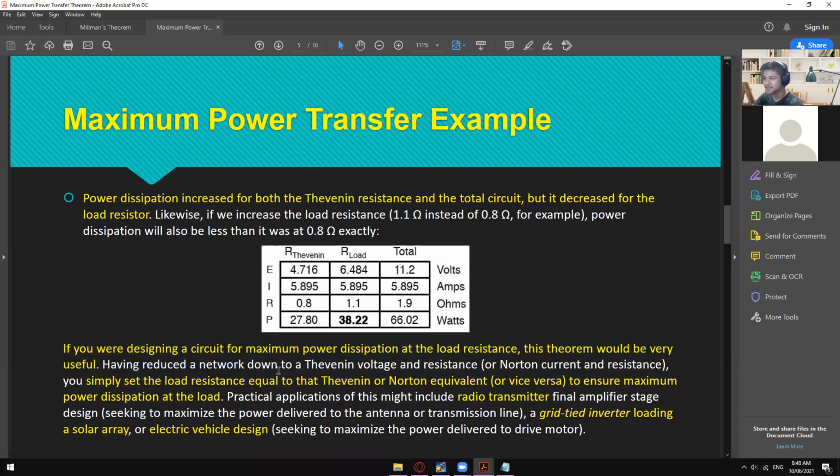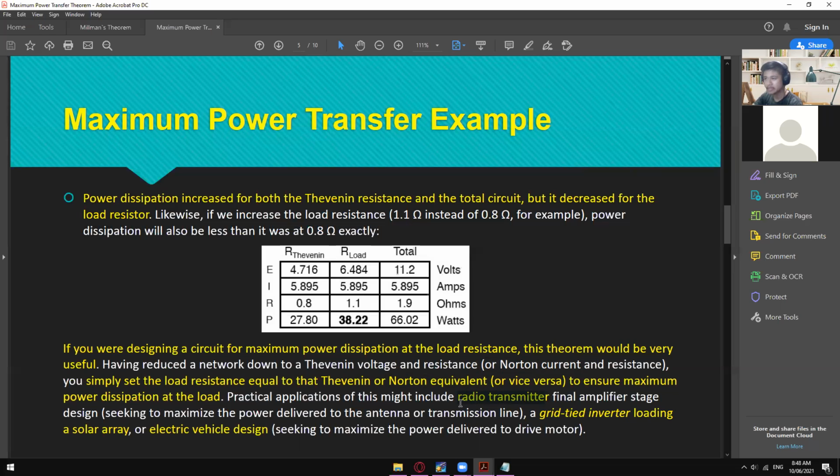Okay, so that's actually already it, and the rest are just the explanation or concept. If you were designing a circuit for maximum power dissipation at the load resistance, this theorem would be very useful. That's only if you wanted to get the efficiency of your circuit. Simply set the load resistance equal to the Thevenin or Norton equivalent, or vice versa, to ensure the maximum power dissipation at the load. This kind of theorem is super fitting for radio transmitters, grid-tied inverters, and electric vehicle design because those kinds of devices want to get the maximum power transfer from the voltage source.